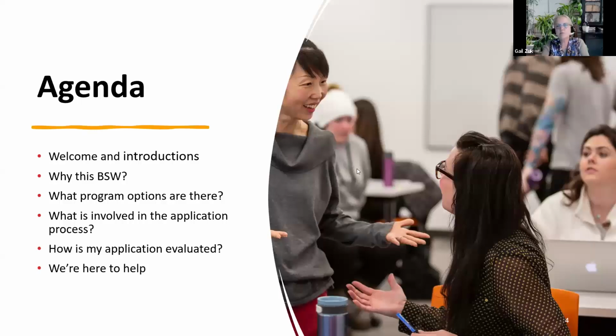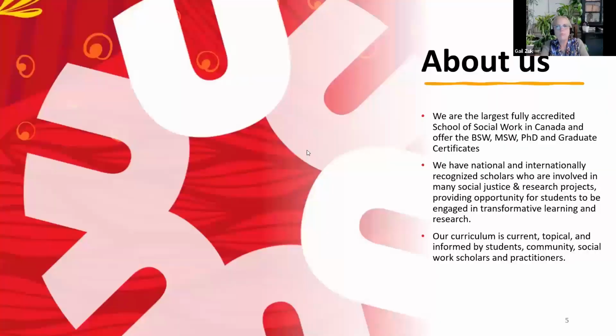So as I said, I'm Gail Zook. I am the Associate Dean of the undergrad programs for our Faculty of Social Work, and I'm delighted to have everyone here tonight. So the University of Calgary Faculty of Social Work, we're proud and fairly boastful that we're the largest faculty and school of social work across Canada. We offer BSWs, MSWs, grad certificates, PhDs. We have scholars that are nationally and globally recognized, many of whom are strong advocates for social justice.